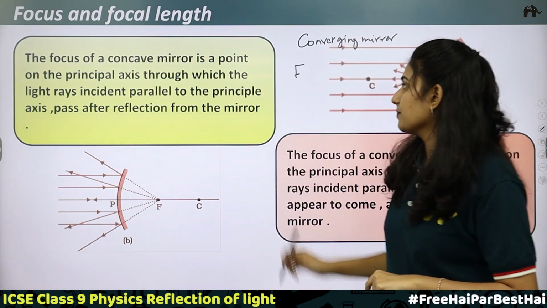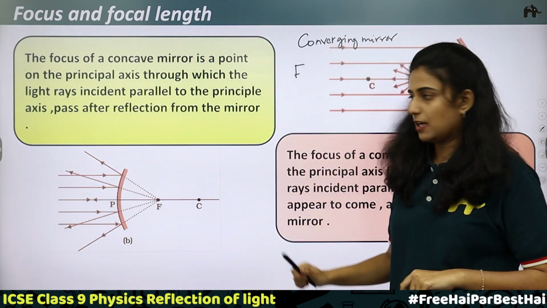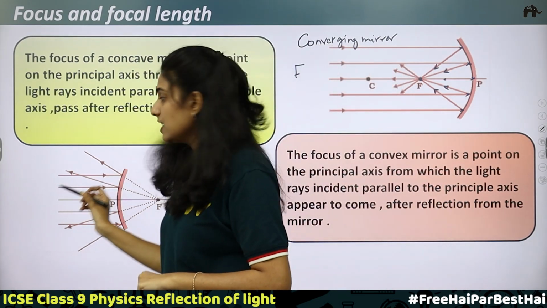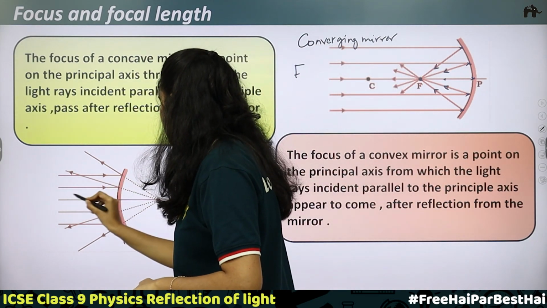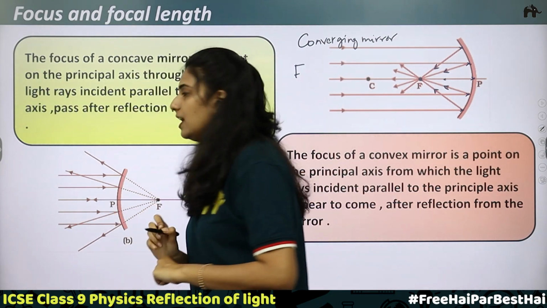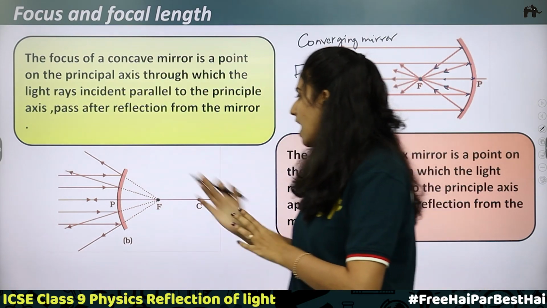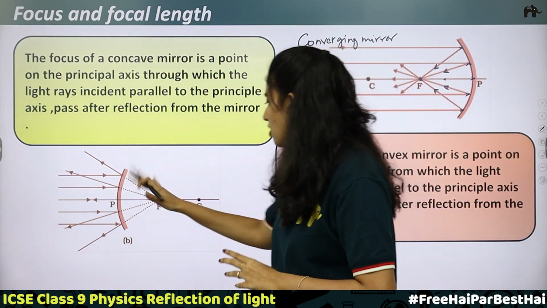Next is the convex mirror. So, this is a convex mirror. Here again you can see the incident light rays. This is the first light ray, second light ray, third, fourth, fifth. Here what is happening after reflection? You know how the reflection will happen? We have drawn the normal and all.